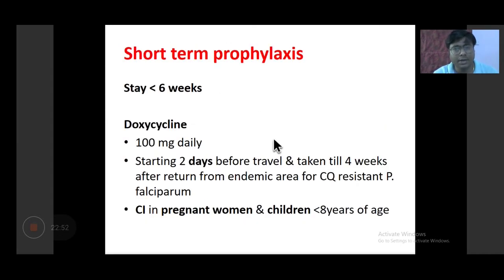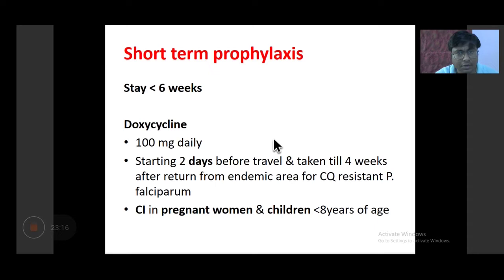And short-term prophylaxis is when the stay is less than 6 weeks. The first thing is you should know what is the definition of suppressive prophylaxis. What is the different definition of causal prophylaxis? What is the difference between causal and suppressive prophylaxis? Then you should know what is short-term prophylaxis and what is long-term. And obviously, we are talking about suppressive prophylaxis. So less than 6 weeks short term, more than 6 weeks long term.